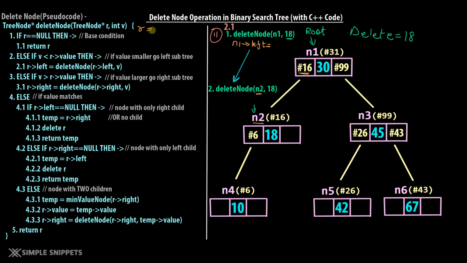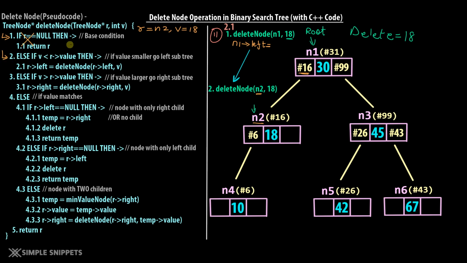Now the r value in the second delete node is n2. The v value is equal to 18. Let's begin with step 1. We are checking if r equals null. R is not null. R is n2. So this step will not be executed. You will go to the second else if.